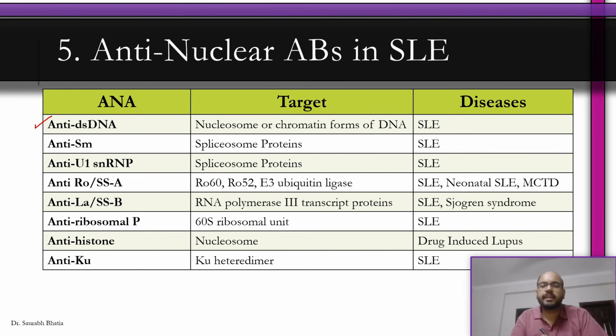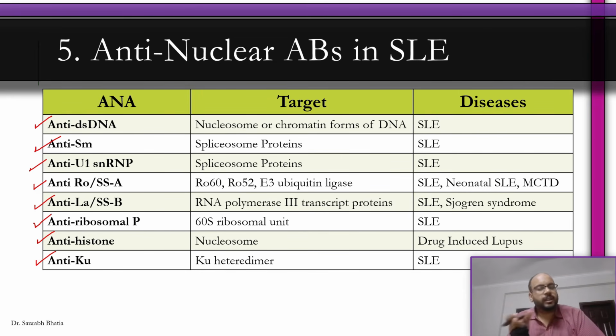You have anti-dsDNA antibodies against nucleosome or chromatin, anti-Smith against spliceosome proteins, anti-U1 snRNP against spliceosome proteins, anti-Ro against Ro proteins, anti-La against RNA polymerase 3 proteins, anti-ribosomal against the 60S ribosomal unit protein, anti-histone against nucleosome, anti-Ku against Ku heterodimer. Okay, and these are all the implicated autoantibodies. The group is larger, but these are the major autoantibodies in SLE.